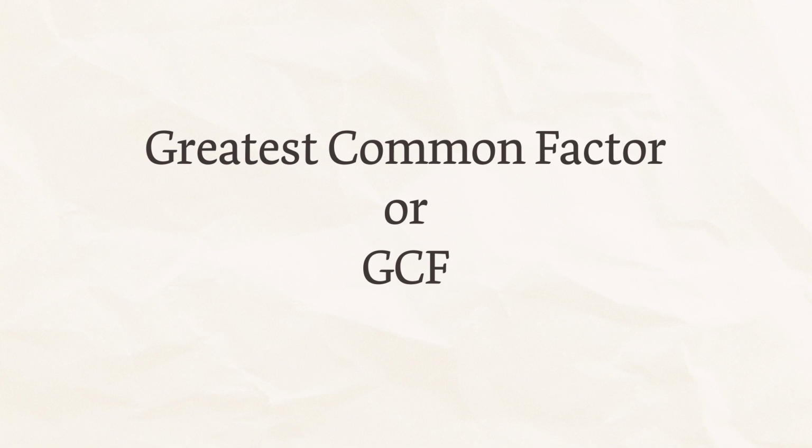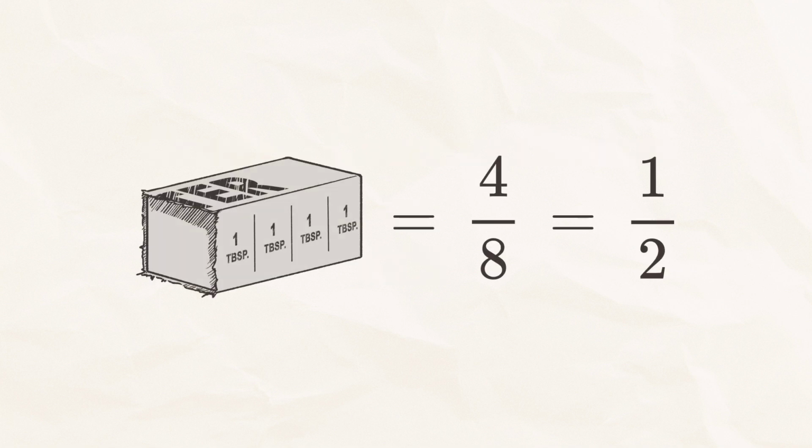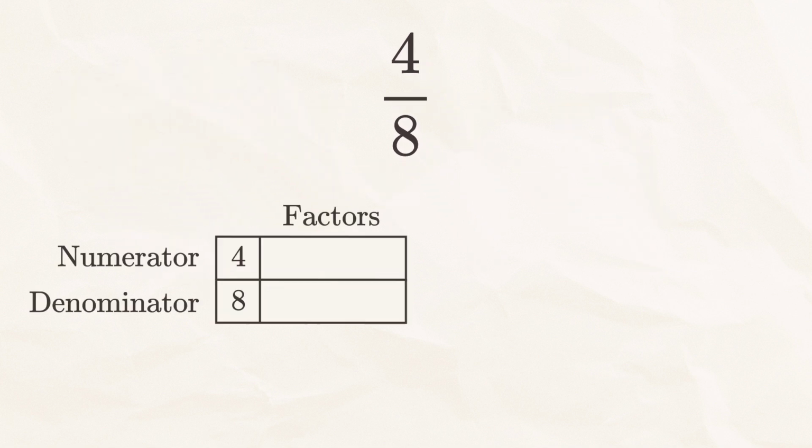Let's go back to our butter example. How do we get from 4/8 to 1/2 using the greatest common factor? We need to find the greatest common factor of the numbers in the numerator, the top number, and the denominator, the bottom number. In this case, that's 4 and 8. For 4, the factors are 1, 2, and 4. For 8, they are 1, 2, 4, and 8. The greatest common factor of the numerator and the denominator is 4.